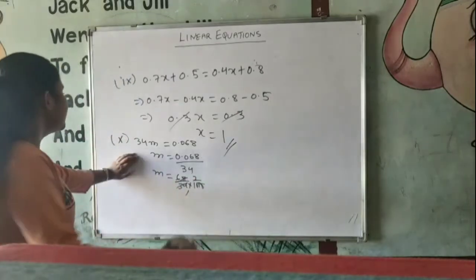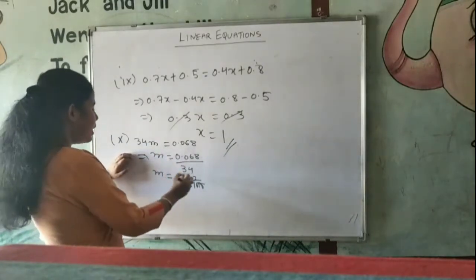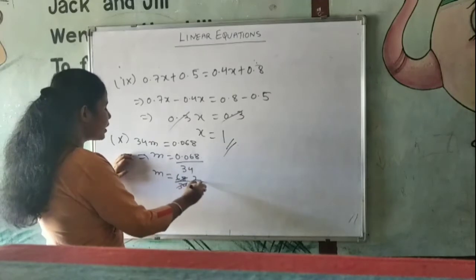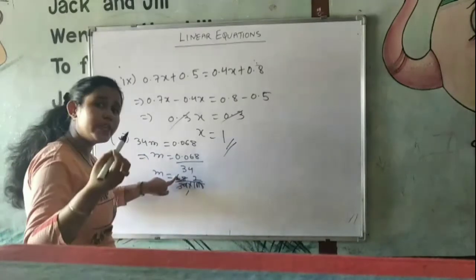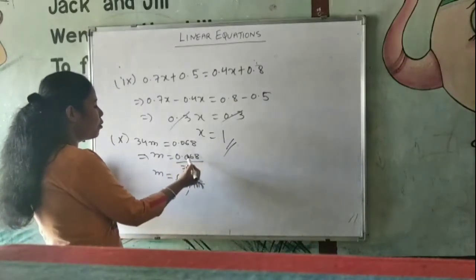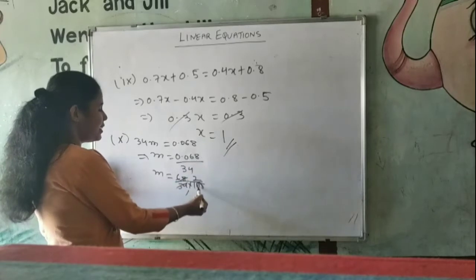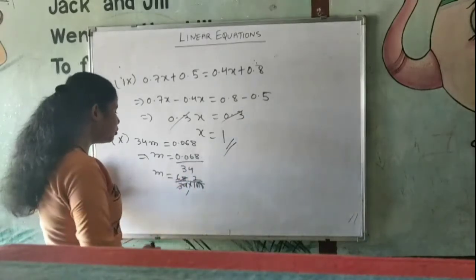So you see, this I can divide. Now this 68, whenever you are converting from decimal, whenever you are removing the decimal point, you have to write 1, and after the decimal point, how many digits are there? 1, 2, 3. That many digits you have to write. So 34 1 and 34 2 68.